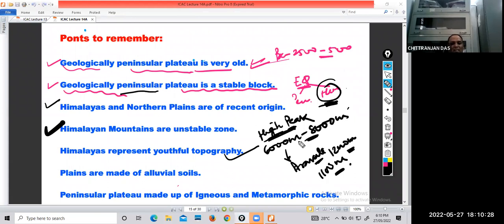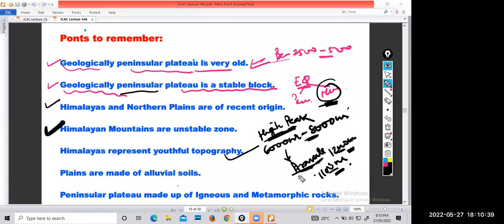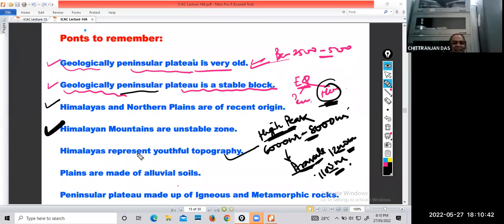So which represents more youth, because due to erosion they have become smaller. So which represents youth, high peak or low peak? High peaks of Himalayas. Agree? Okay, then it shows what? Then it shows fast moving rivers.